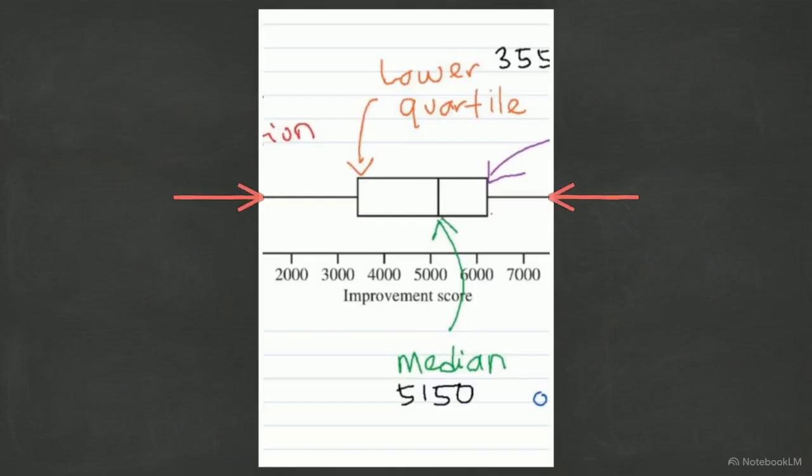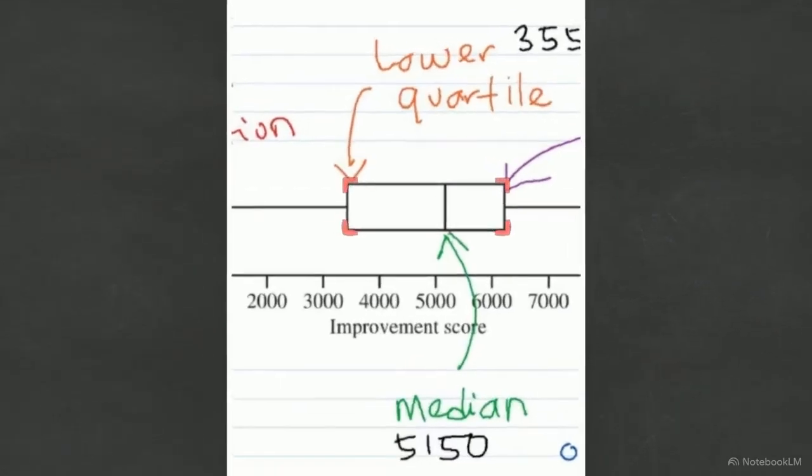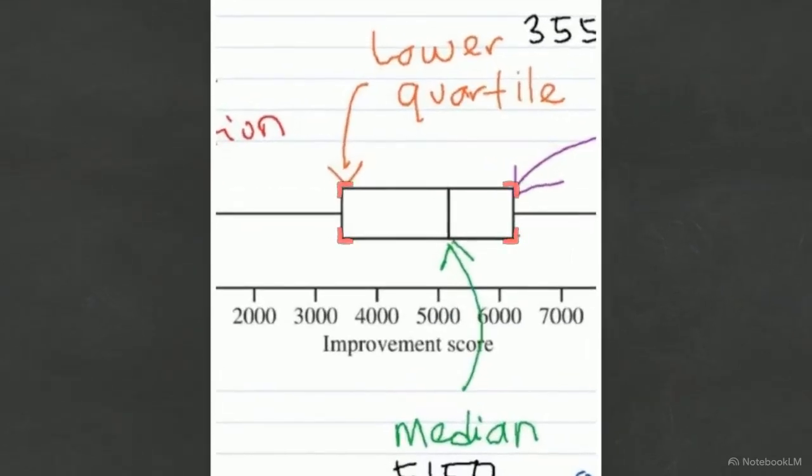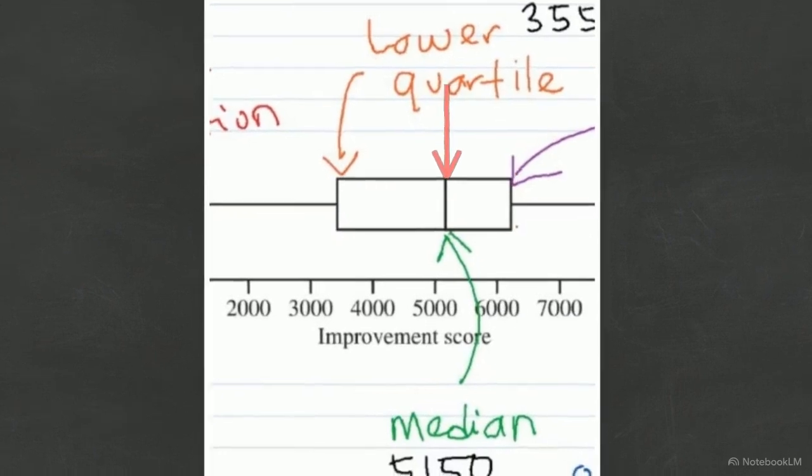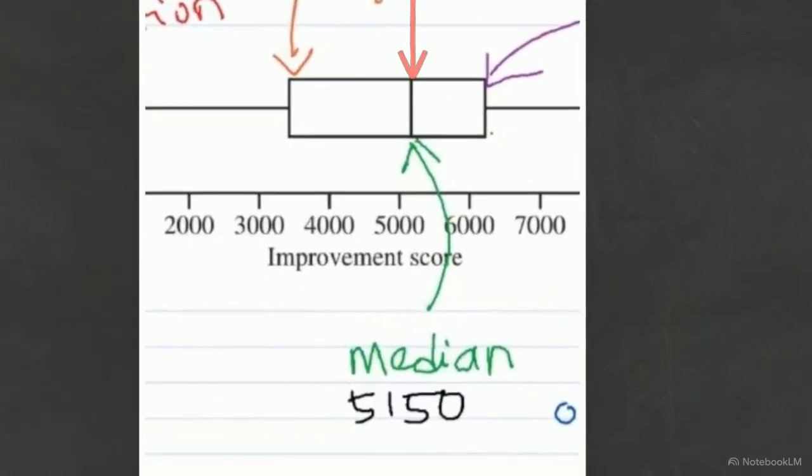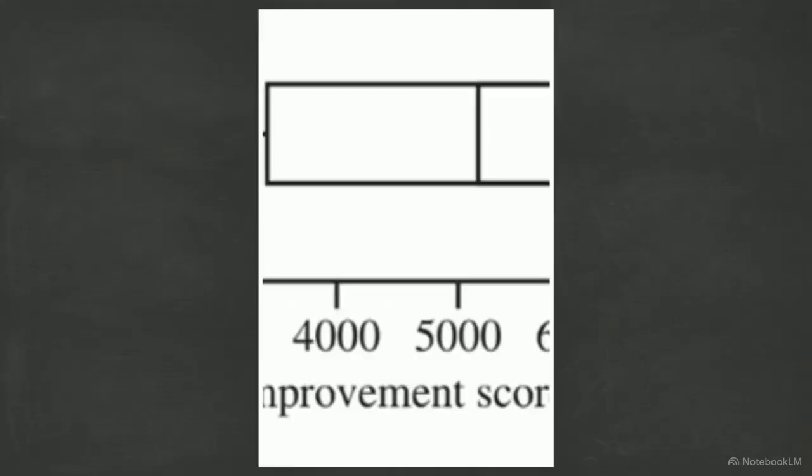The whiskers extend to the minimum value of 1200 and the maximum of 7700. The box itself is defined by the lower and upper quartiles, representing the IQR. Finally, the internal vertical line marks the median at 5150. A clean box plot allows analysts to spot hidden skewness instantly. In this set, the internal median line is closer to the right edge, and the left whisker is significantly longer. This shows the data is skewed toward lower values.